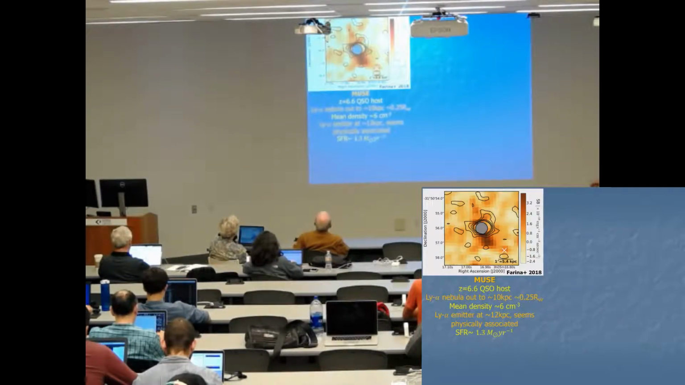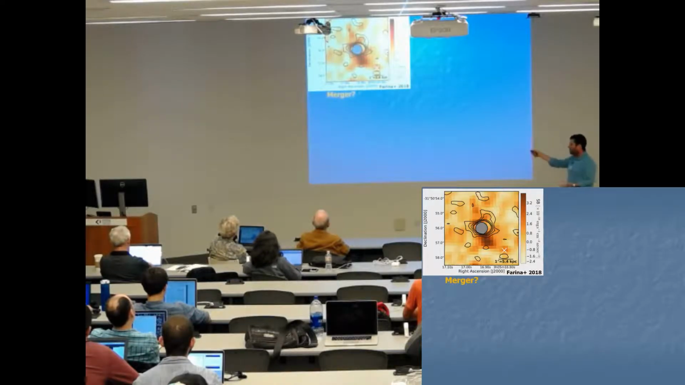And my final point, this is the MUSE observation of a redshift 6.6 very massive halo with an extended Lyman alpha filament and a Lyman alpha emitter located along the filament falling into the galaxy. Now, is this a merger? They thought so, and you know what? Maybe it is.